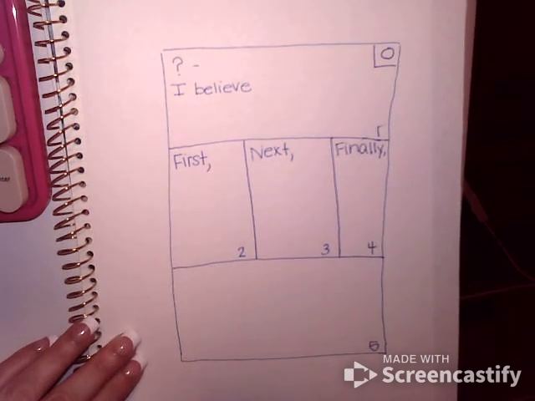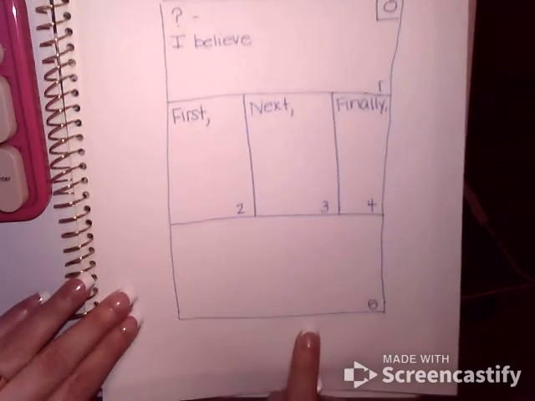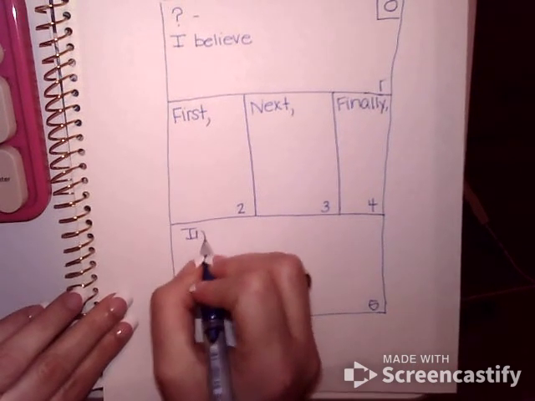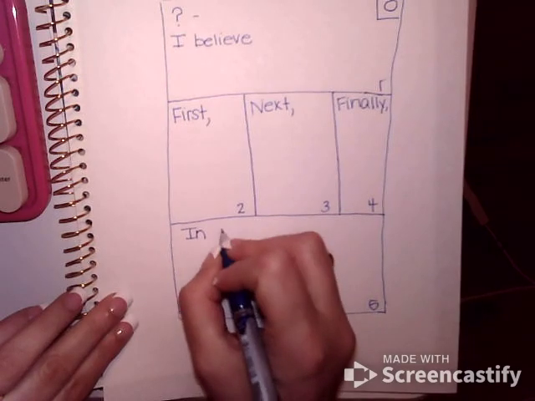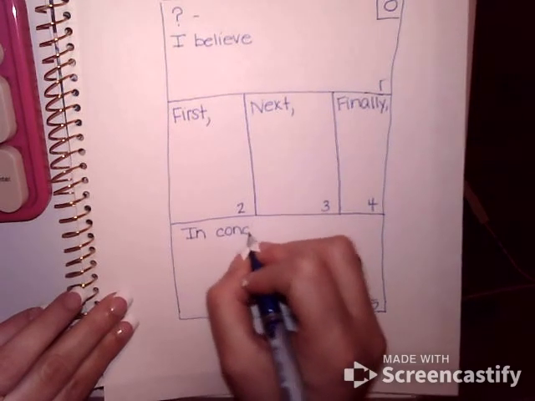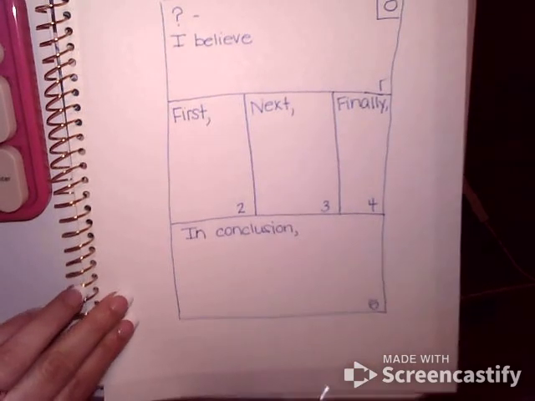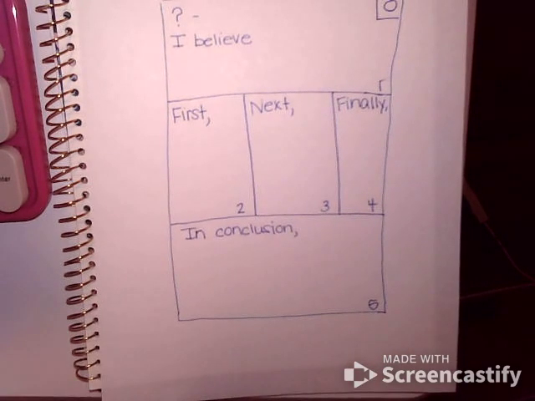Okay, and then in your last box, 2 words. The first one is in, space, second word is conclusion. And then if you guessed comma after that, you are right. So take a moment, make sure your box looks like my box.